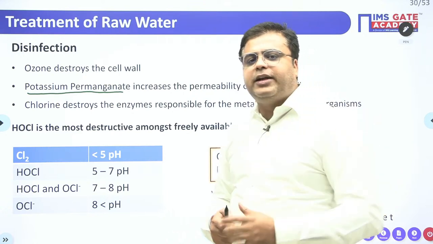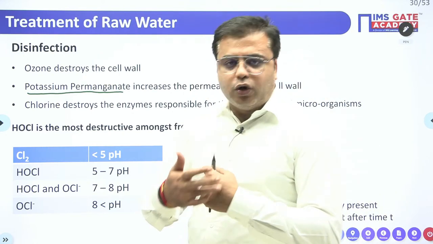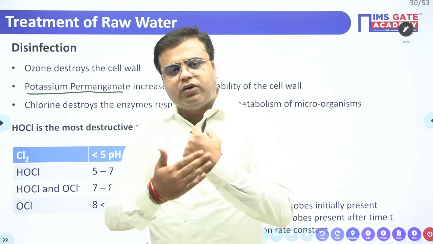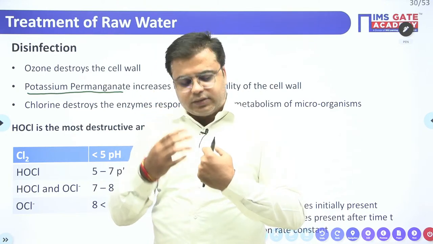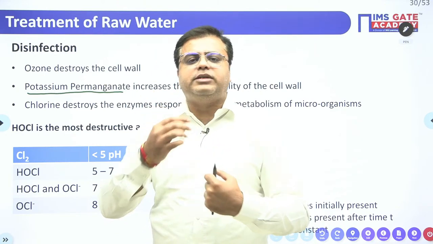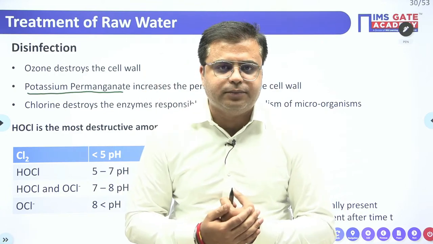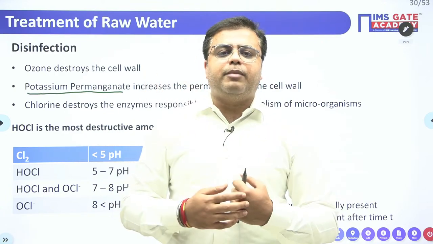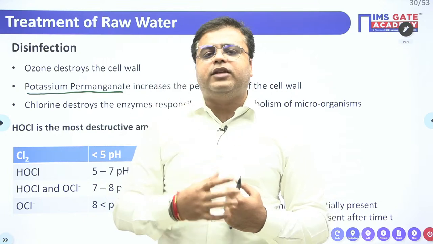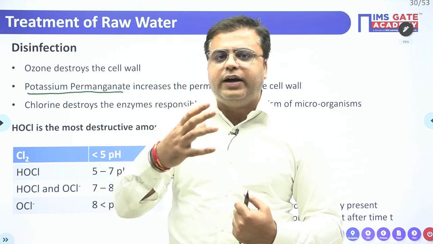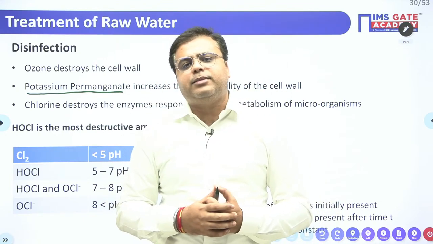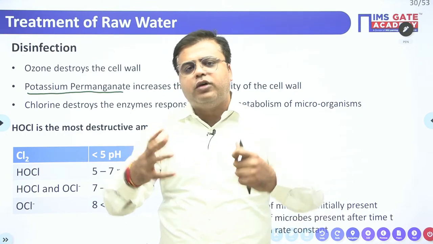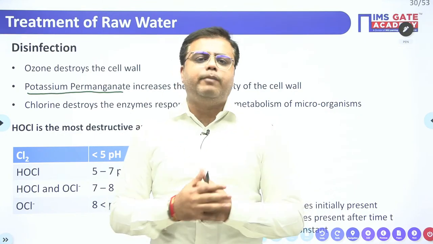Potassium permanganate increases the permeability of the cell walls, right? We have pores on our skin, and the same kind of pores are present on the cell walls of microorganisms. So potassium permanganate increases the permeability of the cell wall, due to which the fluid responsible for the metabolism of these microorganisms flows out, and it leads to the killing of the microorganisms.